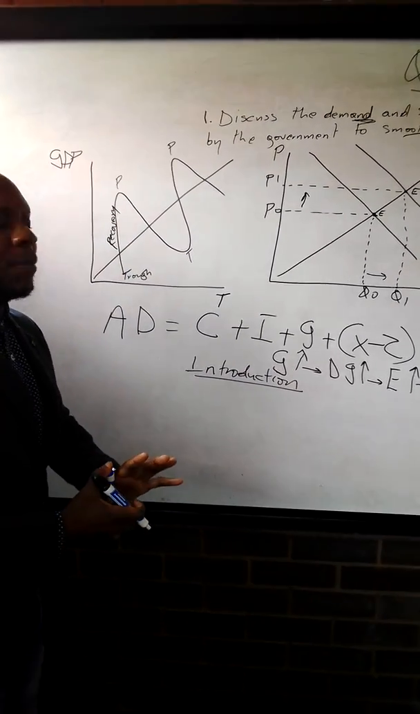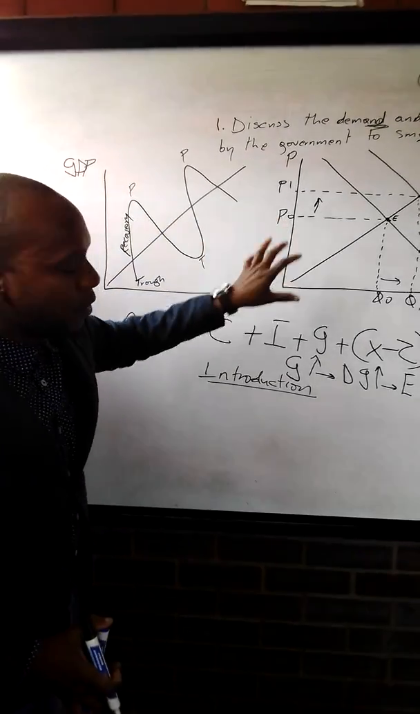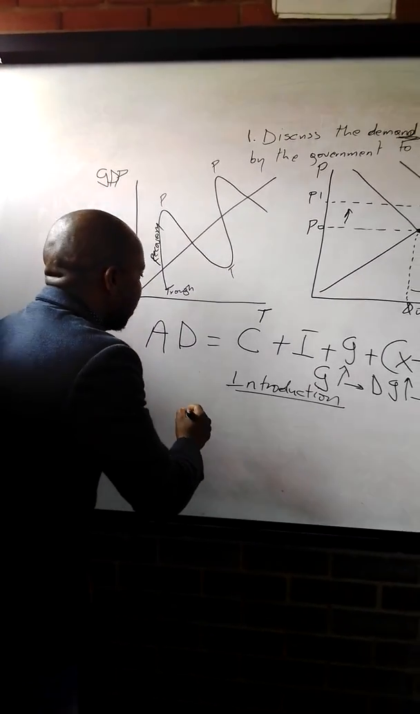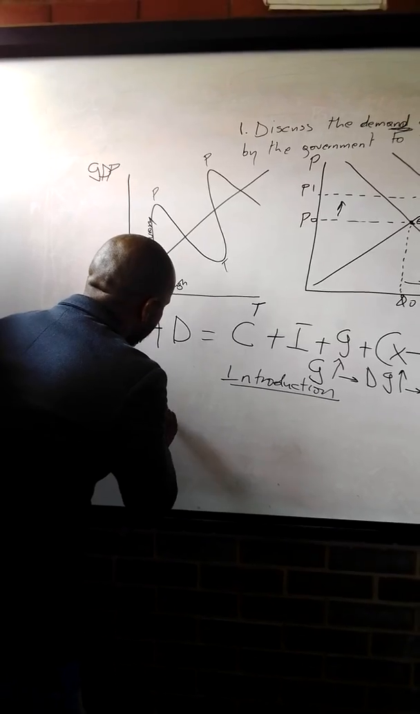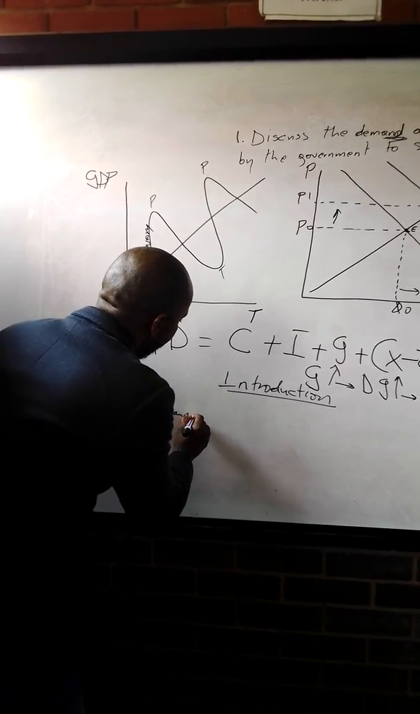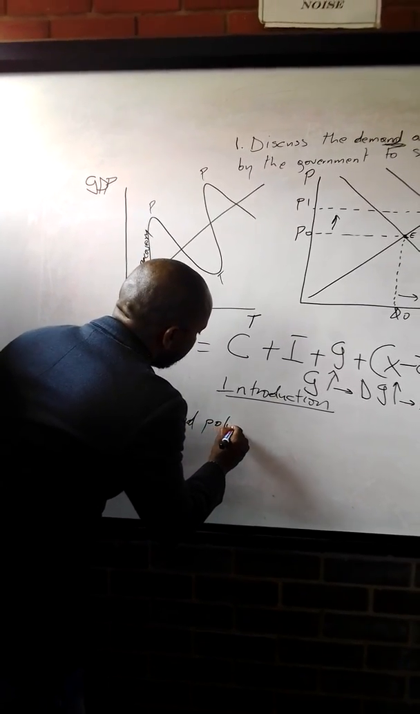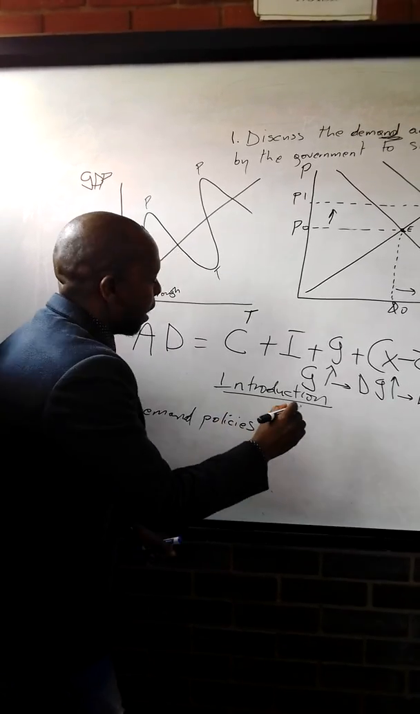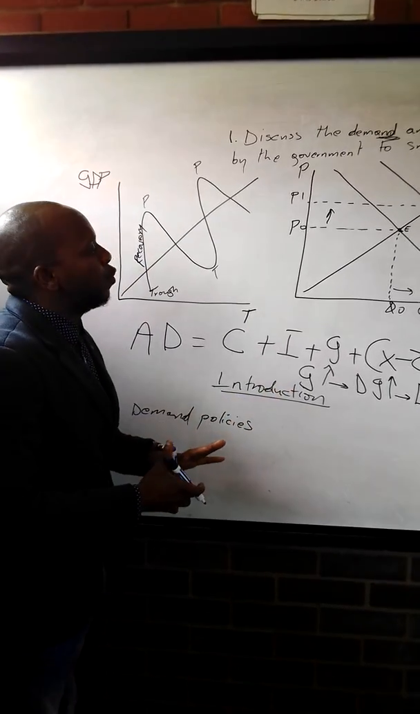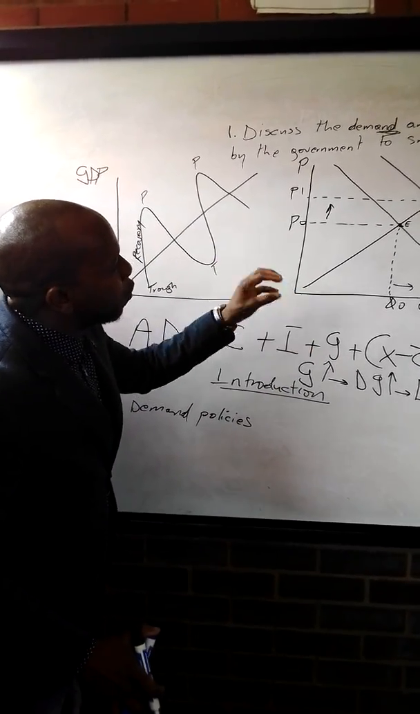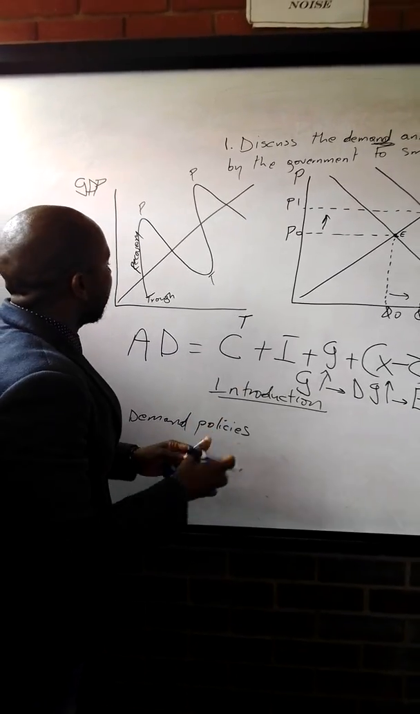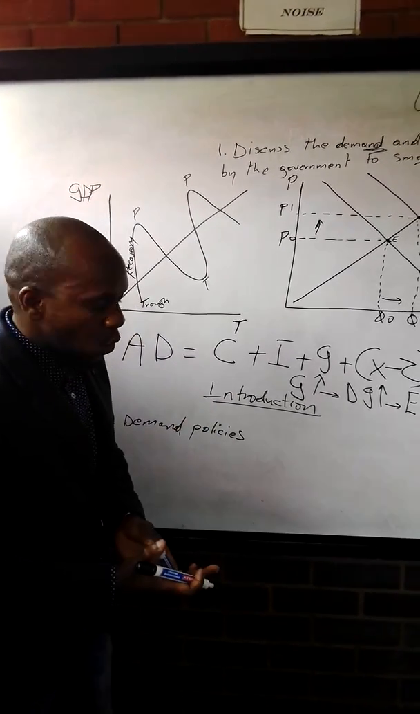Your introduction becomes clear if you have this information. You will say the demand side policies are the policies that are used by the government to stimulate the economy or smooth the business cycle so that the economy can grow.